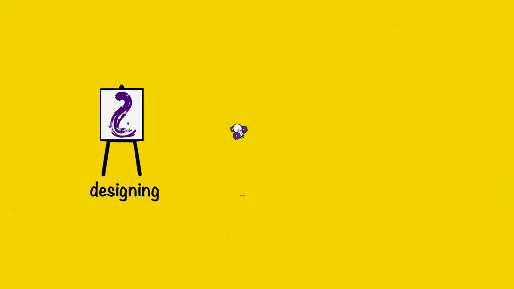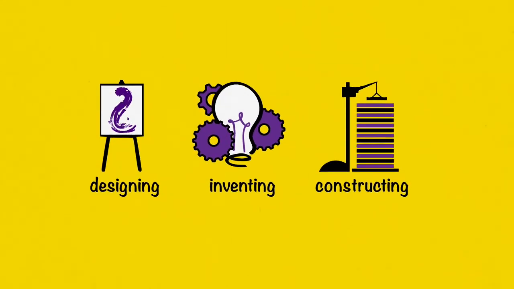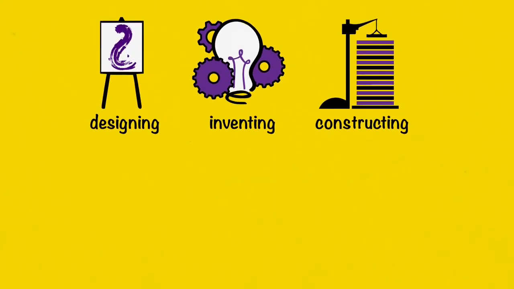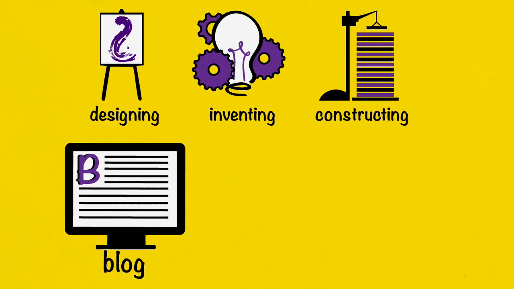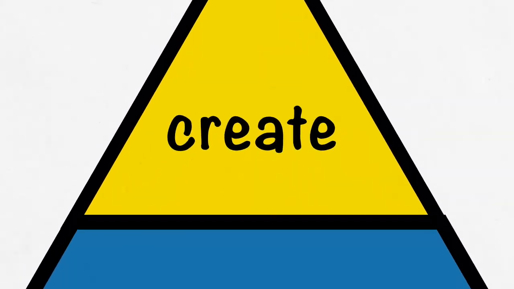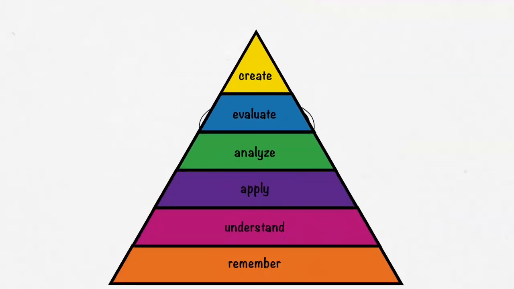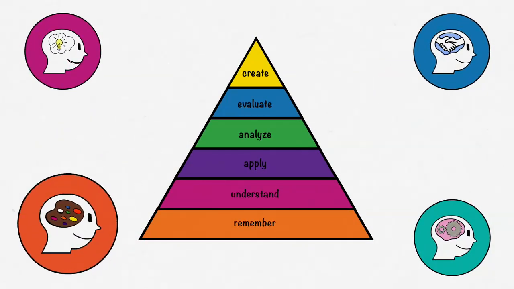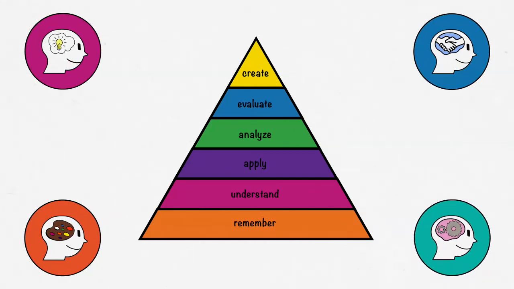Let's take a look at creating, in which learners are designing, inventing, and constructing a piece of work that shows what they know. One could add new digital verbs to creating, like blog, remix, or program. These verbs refer to possible learning activities that incorporate digital technologies in which students are creating. Adding digital verbs to the taxonomy also promotes 21st century skills like communication, collaboration, creativity, and critical thinking.